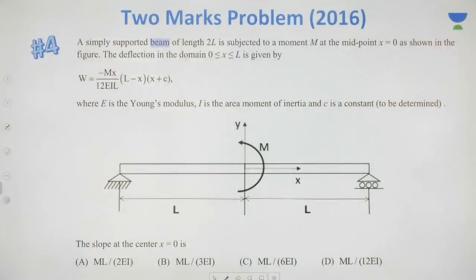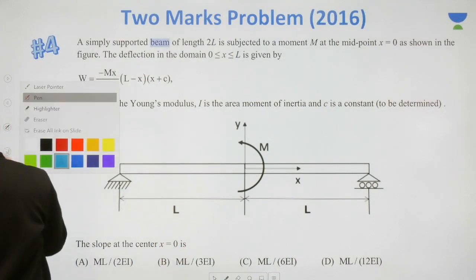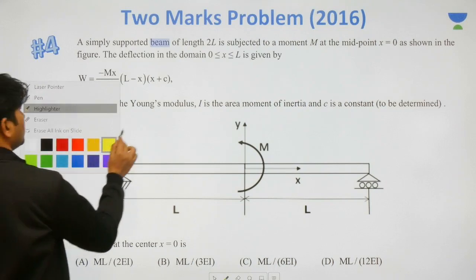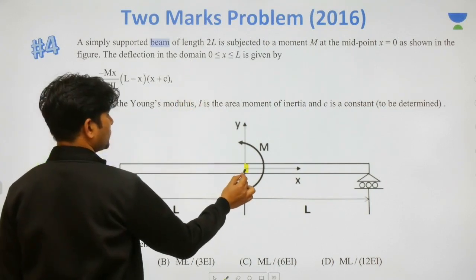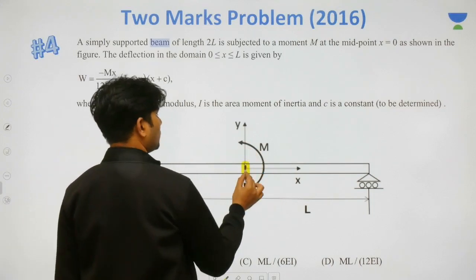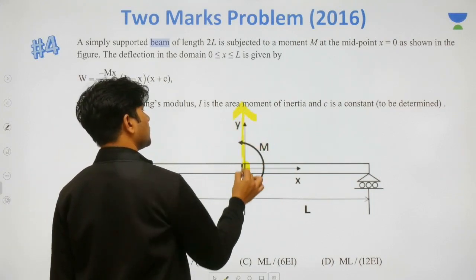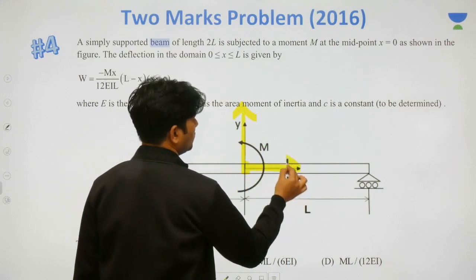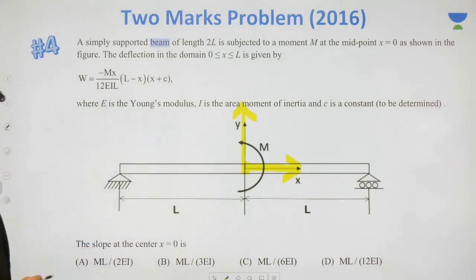Now let us try solving this 2016 problem. In this 2016 problem, let me describe this problem very quickly. They are saying that origin is here, okay? This is the origin, because you have y-axis like this and x-axis like this here.